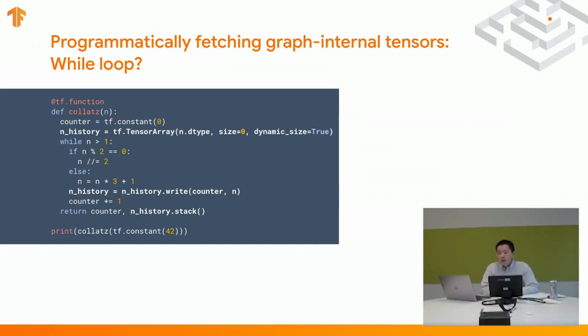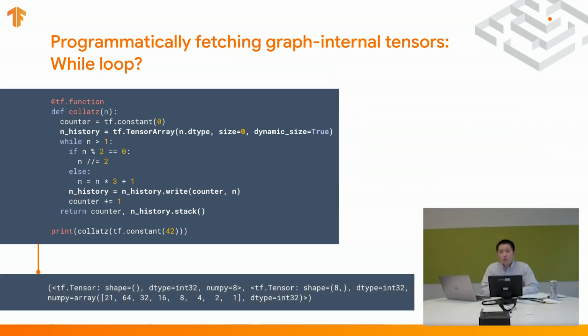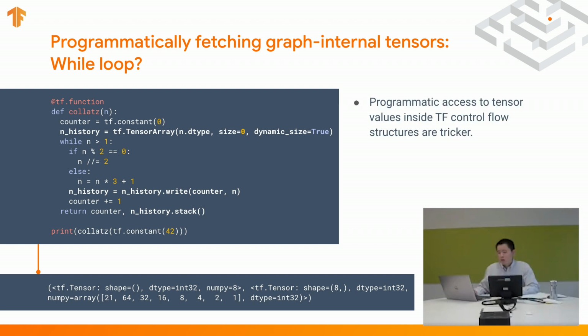What's slightly more complicated is if those tensors are inside control flow structures. So for instance, if you want to programmatically access the value of n at every iteration of the while loop, you can't simply just add n to the return value here. What you need to do is to use tf.TensorArray and then append to that tf.TensorArray at each iteration of the while loop. And then you will be able to see the full history of how n changes. It's slightly complicated. So the TensorFlow debugger tool I will present at the end of this talk hopefully will make this simpler.